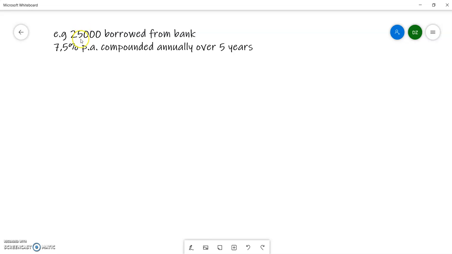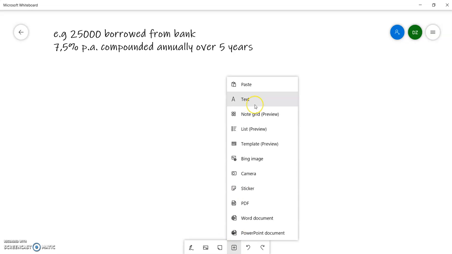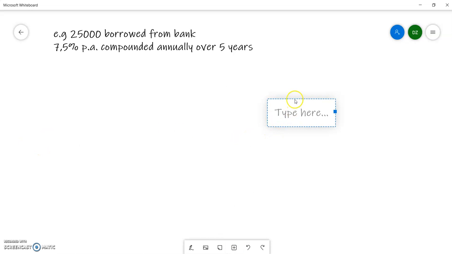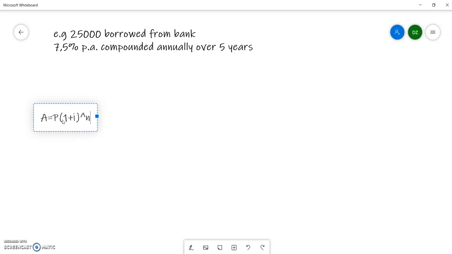So it says I borrowed 25,000 Rand from a bank. They agreed to 7.5% interest per annum and they compound it annually, so they're only going to add it once a year over 5 years. So as I said before, identify what it is that we are dealing with. Well, we are dealing with compound interest. So use your compound interest formula: 1 plus i, and this little hat means that I am going to put that to the power of n.